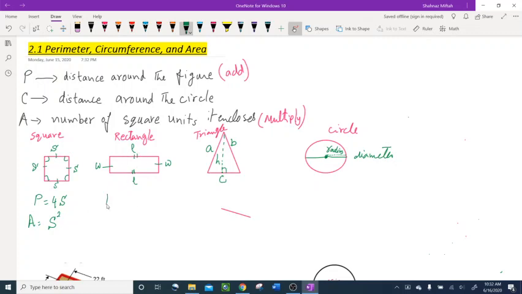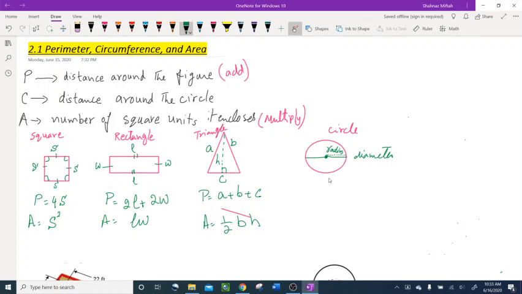Rectangle. What is the perimeter of the rectangle? It's 2 lengths. I'm adding all the sides. Since I have 2 lengths and 2 widths, it's 2L plus 2W. Area of the rectangle is length times width. Now this is a triangle. The perimeter of the triangle is adding all 3 sides, so A plus B plus C. Area of a triangle is half times base times height. So that's the base and that's the height.